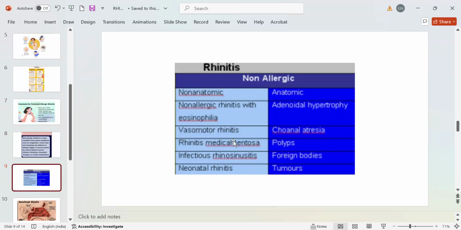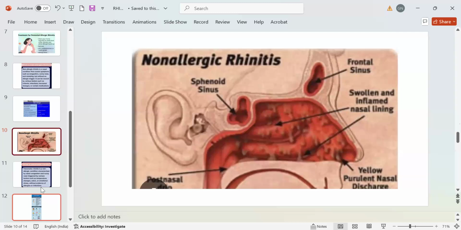Now, what is rhinitis medicamentosa? If you keep on using a nasal drop for too long duration, the nasal mucosa becomes atrophied, and it becomes dependent on that particular medicine, particular nasal spray, and it causes atrophic rhinitis, and it is rhinitis medicamentosa. These are the causes of non-allergic rhinitis.